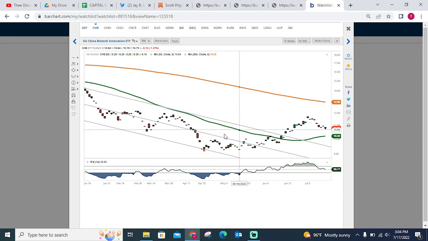It went out of the pitchfork and then came back down. If it finds support on the 50, we've got a good sign. You can see here RSI going further down. It did not have a green day when biotech did on Friday. Lot there to say no.